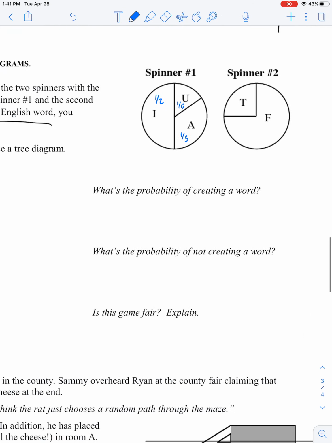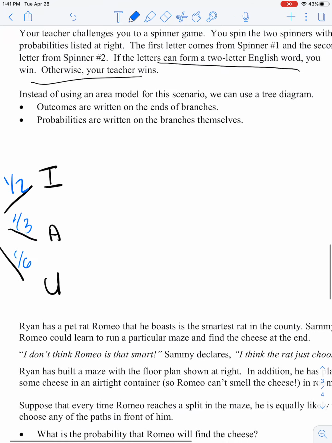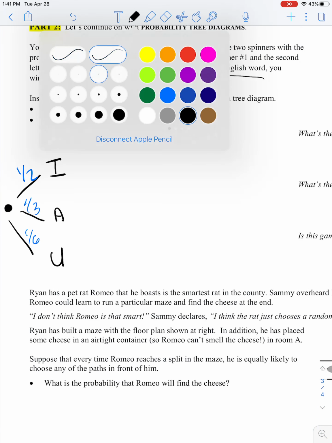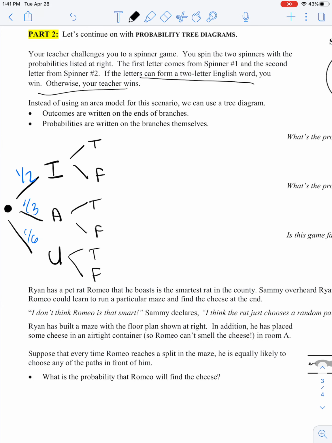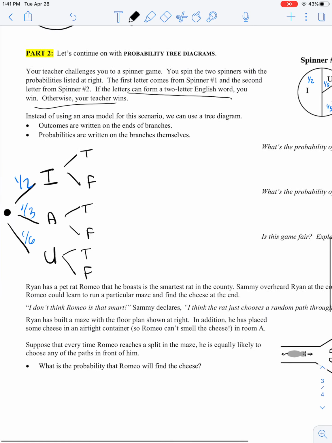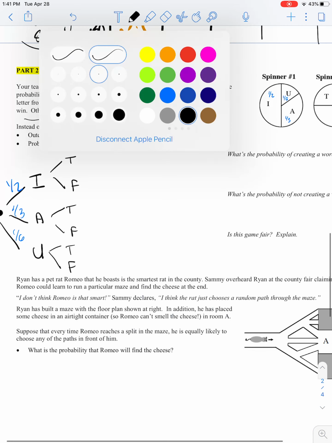Then, after spinning spinner 1, I spin spinner 2, and I have the option of landing on a T or an F each time. So for a tree diagram, to count the number of possible outcomes, you always count the last branches. So 1, 2, 3, 4, 5, 6. There are 6 total outcomes, but not all of them make words.